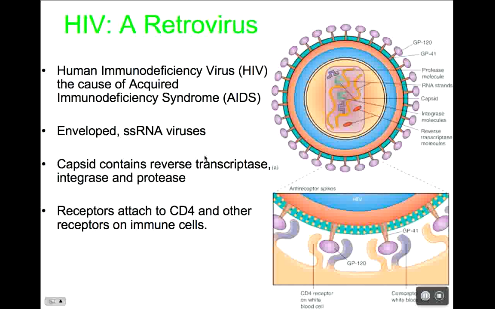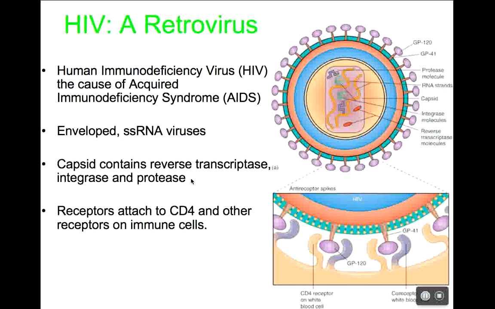Now, of course, these are enzymes that our cells do not have. Our cells don't have reverse transcriptase, we don't have integrase, we don't have protease, so that makes them possible targets. It's a difference between cells that are infected by HIV and cells that are not, because cells infected by HIV would have reverse transcriptase, integrase, protease in them.